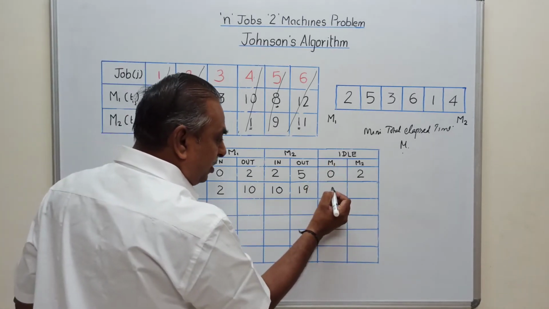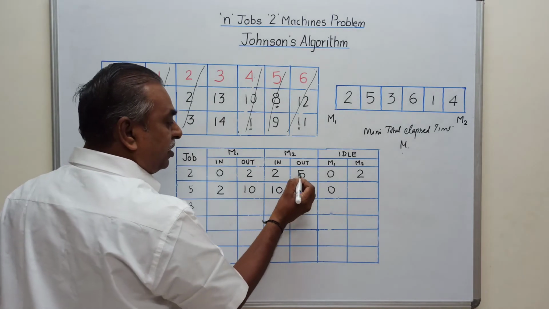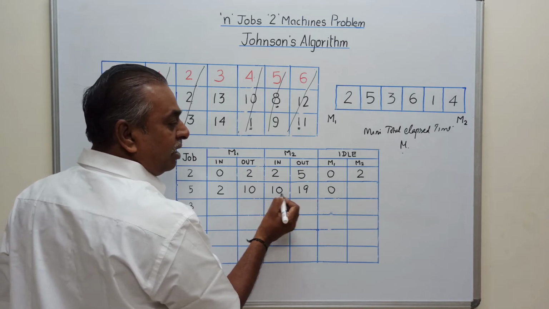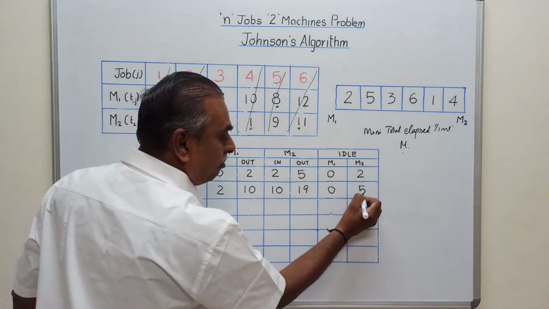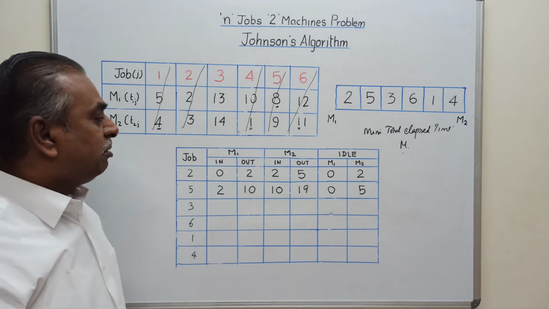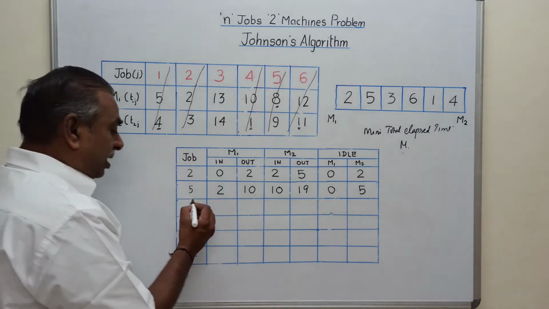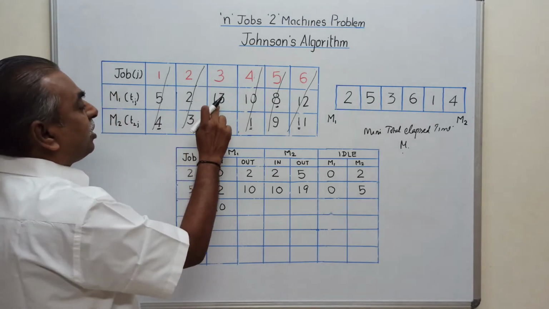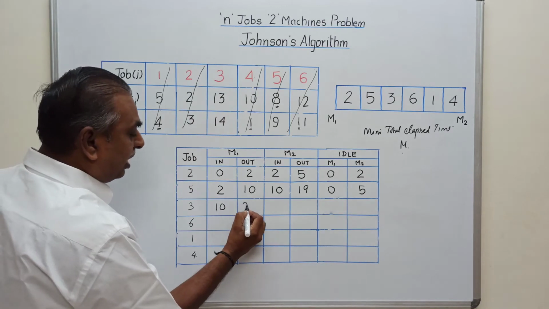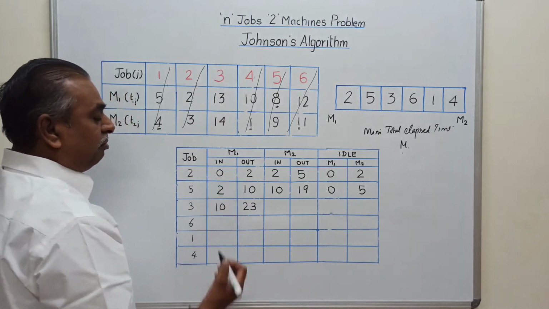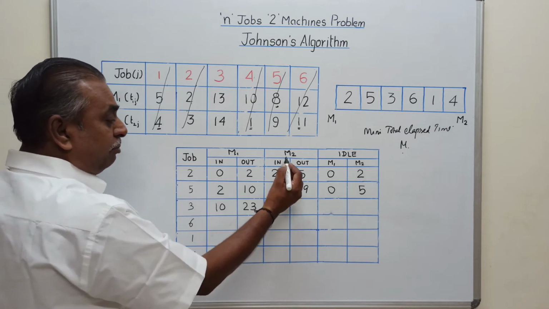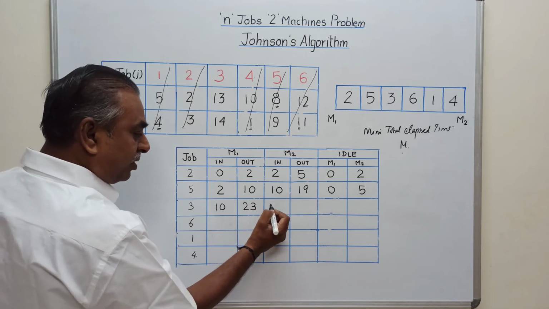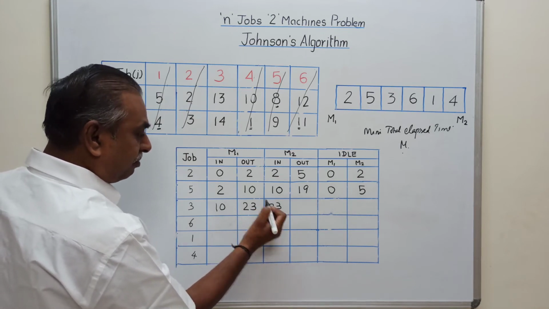So the idle time of machine M1 is 0. The idle time of machine M2 is after the 5th hour, till 5 hours it is idle. So this is the idle time of job 2 on machine M2. Here the third job we are taking up after 10 hours. The third job's processing time is 13. So at 23 hours it will be coming out from machine M1. But M2 is free after 19 hours. So even though it is free after 19 hours, at 23 hours only it can take up the third job.